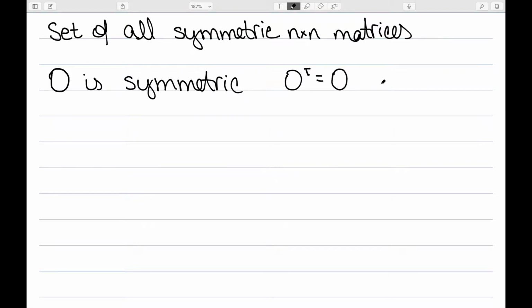I'm going to start by considering the set of all symmetric n by n matrices. We know all n by n matrices form a vector space, and so I want to see if the symmetric ones form a subspace. Well, the 0 matrix is definitely symmetric. So we take 0 transpose and we still get 0. So we have our first condition.